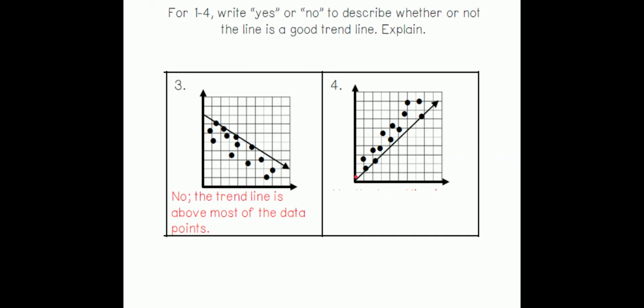Number 4 looks like it runs through 3 points, but it's still not a good trend line because it should be a little bit higher and run through the middle of that data.